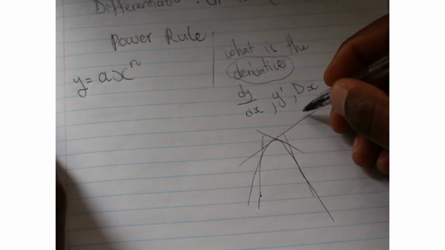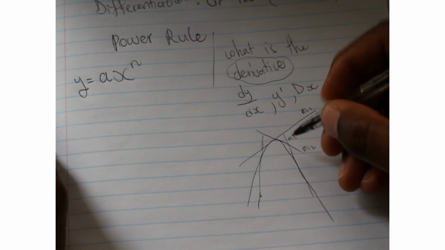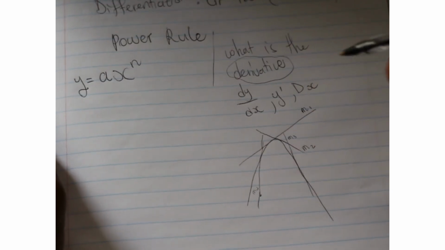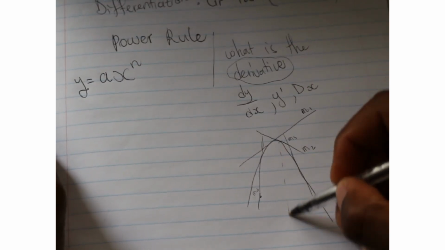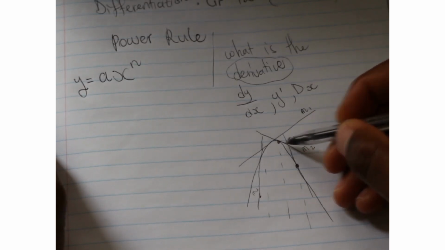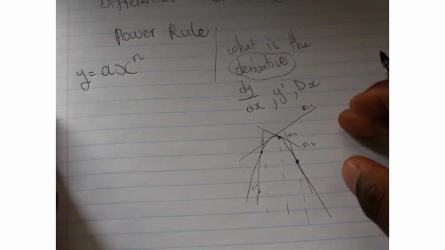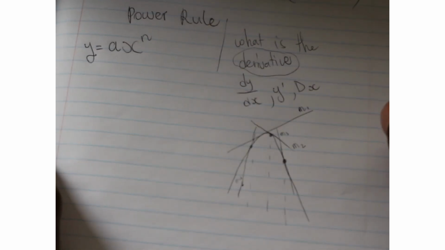In other words, if the gradient of this line is m1, the gradient of that line is m2, the gradient of that line over there is m3, and then m4. Obviously, there's a particular x value there. So at that x value, we've got m3. At that x value there, we've got m2. We've got m4, and so on and so forth. So the gradient of the tangent is basically our derivative.